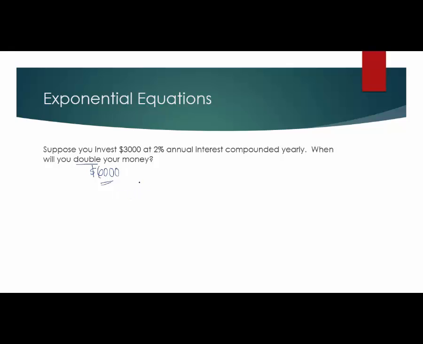If we remember our compound interest formula, we always multiply the principal times 1 plus our interest rate as a decimal. And since this is compounded yearly, it's just going to be once here, to the power of t. I divide by n. My n is 1 in this case. And n times t would be 1 times t. T is unknown because we're actually asked about when we'll double our money. This is t. And double our money would be $6,000.